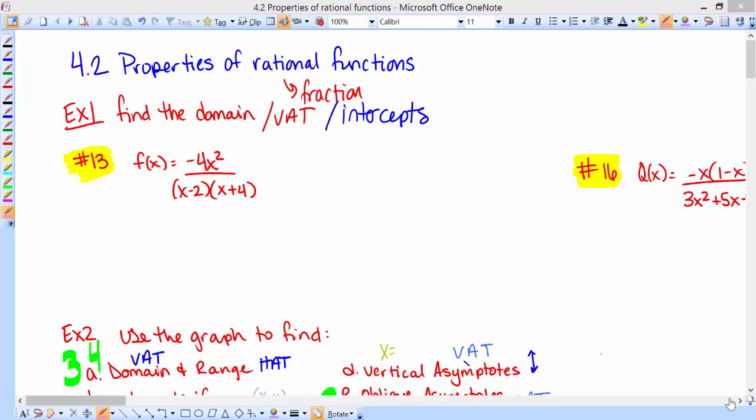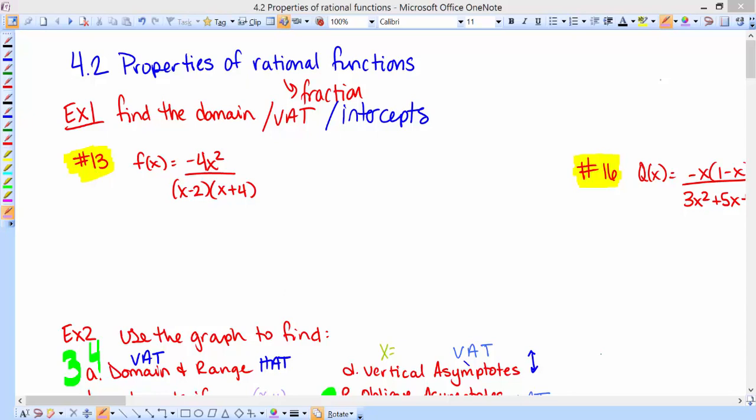4.2, properties of rational functions. So today is really just, let's look at this equation that we're given and let's analyze it. And we're only going to focus on examples 1 through 3 in this video. The next video will be the rest of this section.